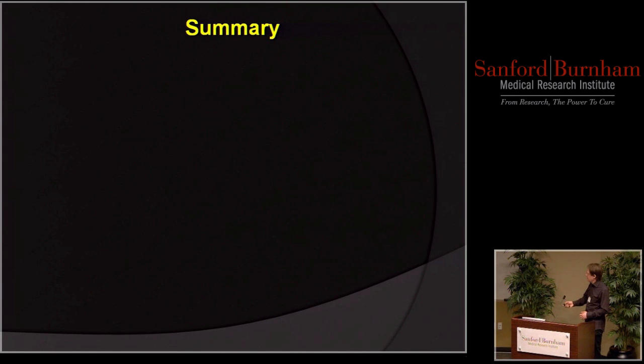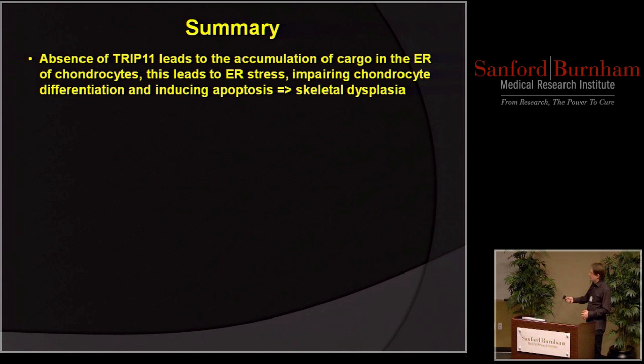So in final summary, our research has shown that absence of 1111 leads to the accumulation of cargo in the ER, leading to ER stress and subsequent apoptosis of the cells of the skeleton, which induces the severe skeletal dysplasia.